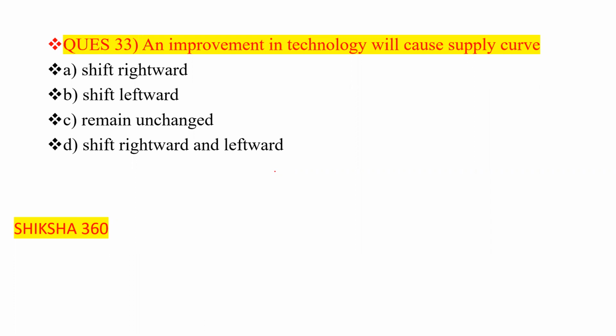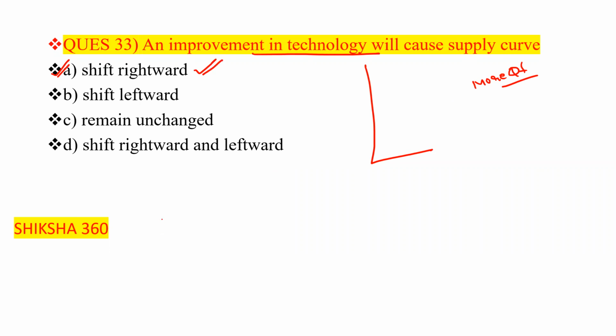It will lead to a shift in the rightward direction. So option A is the answer here, because more and more quantity will be produced with the improvement in the technology. That is a shift rightward. Clear?